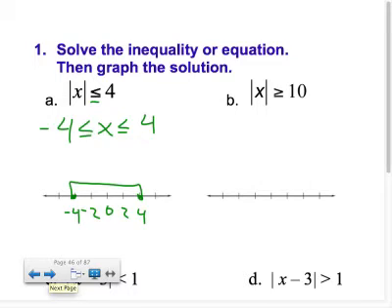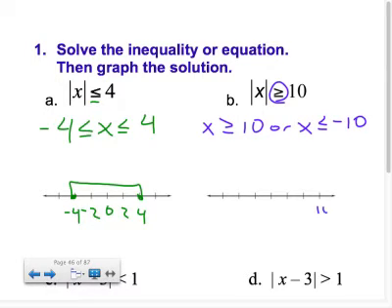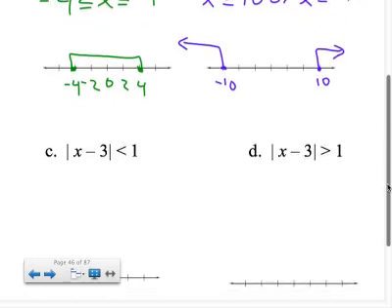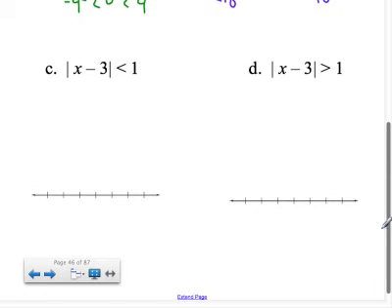Part B is an "or" because it's greater than. So what you say is x greater than or equal to 10, or x, and then flip it, less than or equal to negative 10. So we'll call this guy 10 right here. So x is greater than or equal to that. Shade everything to the right. Or if that's negative 10, it's everything less than or equal to that guy. The graphing part shouldn't be anything new. You should already know how to do that.